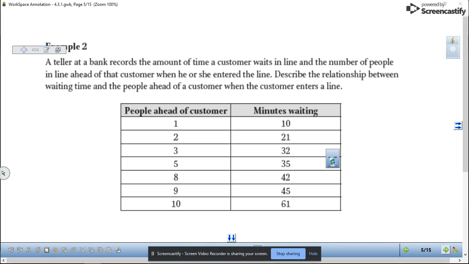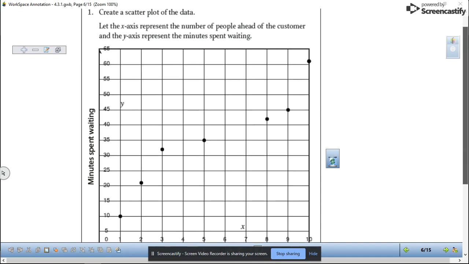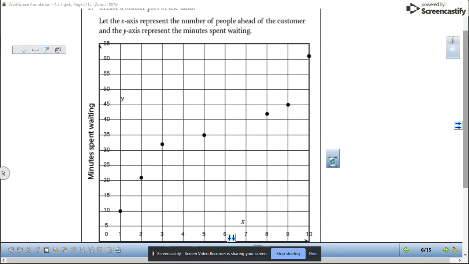All right, example 2. A teller at a bank records the amount of time a customer waits in line and the number of people in line ahead of the customer. Describe the relationship between the waiting time and the number of people ahead of the customer when the customer enters the line. All right, so the first thing we want to do there is create a scatter plot. Okay, and we can see that this scatter plot pretty much has a linear function.